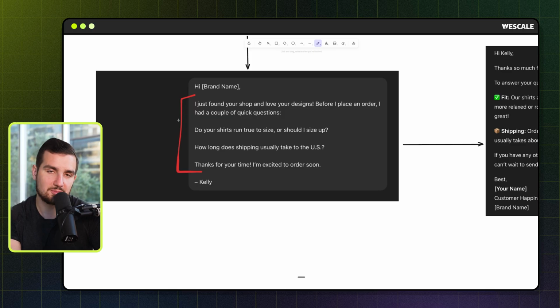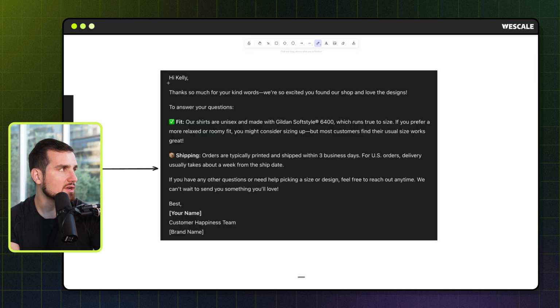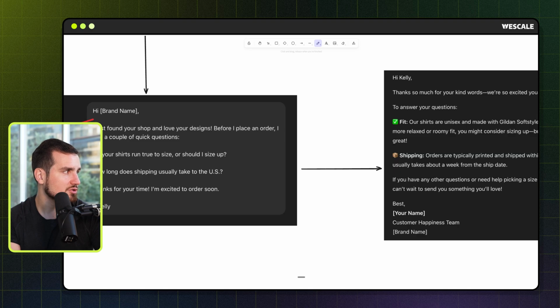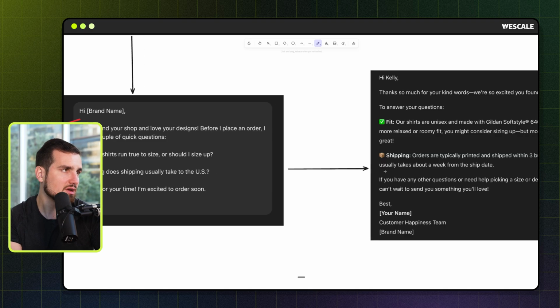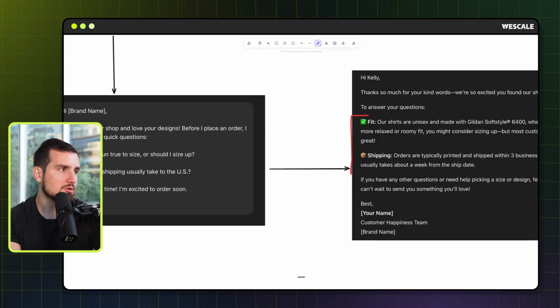And here, this is a beautiful example. It's able to not only play defense for us, but also start playing offense for us. This person, for example, wrote in and asked two questions: a size question and shipping. And not only did it reply, but it made it super succinct and easy for them to follow along.